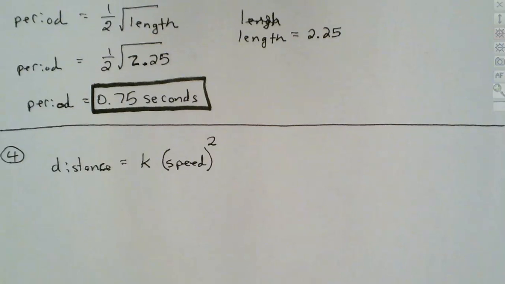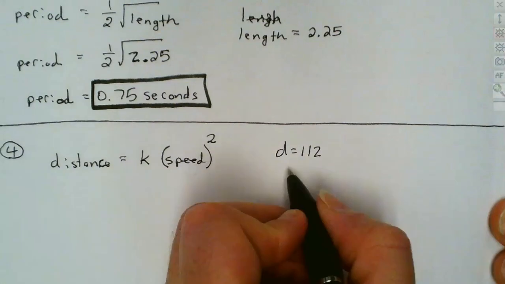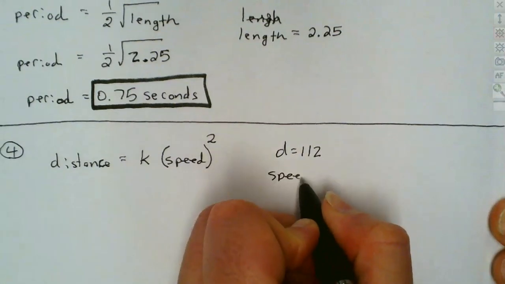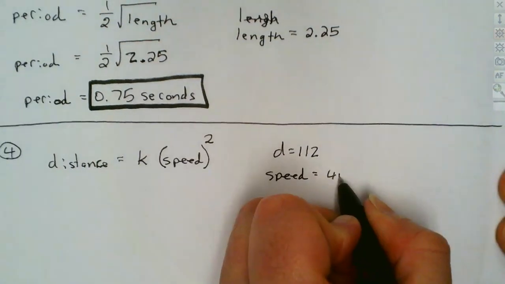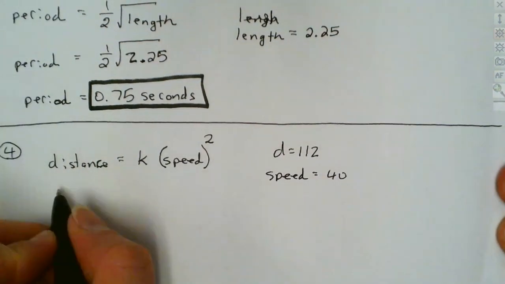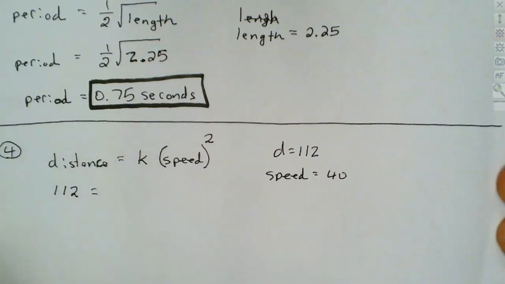Okay, so we're going to find our k for this car. It takes 112 feet for a car traveling at 40. So the distance is going to be 112, and the speed is 40. So we're going to use this to now calculate our k.